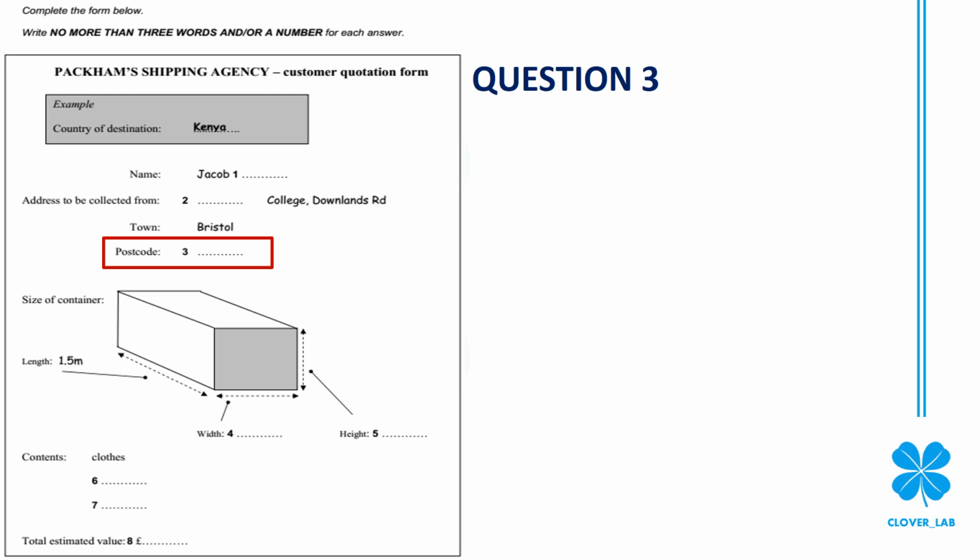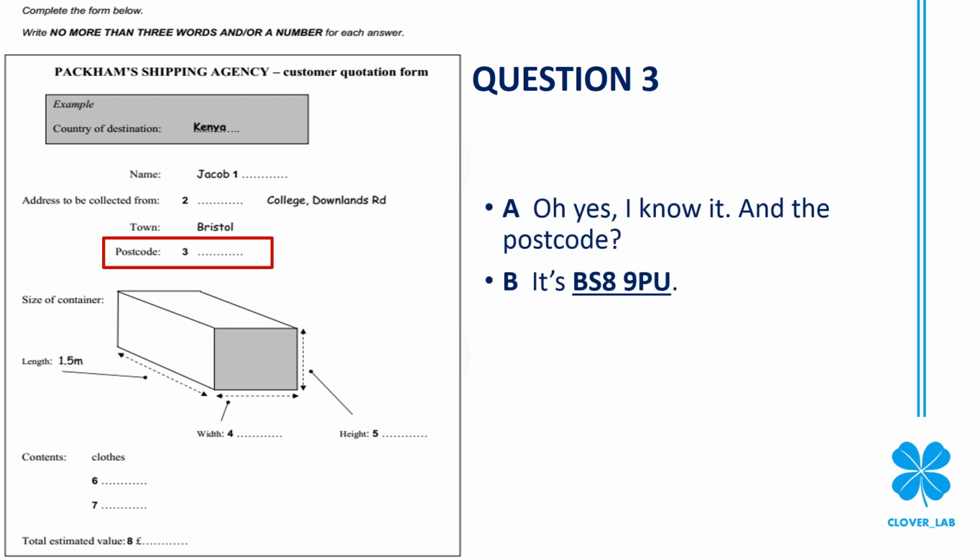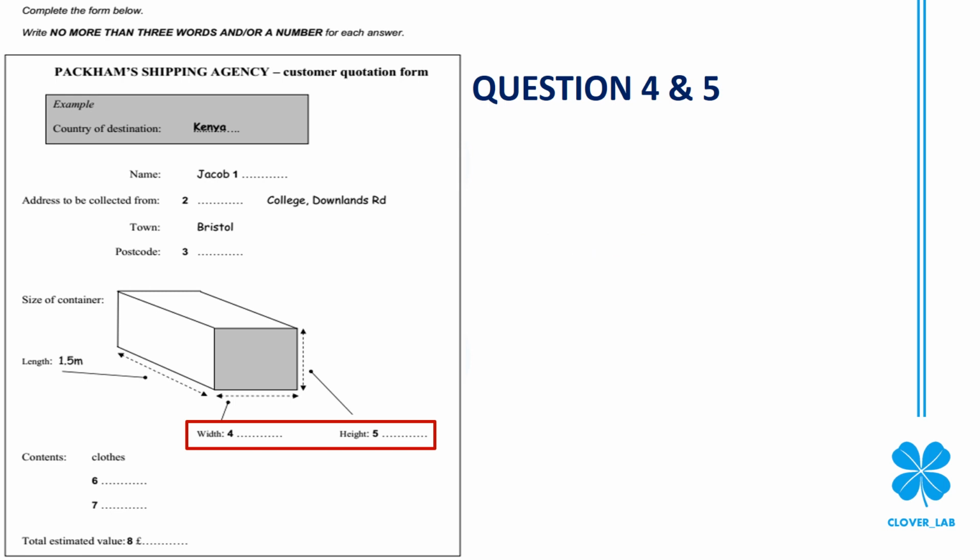Right. And the answer for question 3 is BS8 9PU. I know, it's a bit complicated, but it is what it is. You're right, it's IELTS and it's not a piece of cake. Sometimes you'll encounter combinations of letters and numbers. It's a postcode. Okay, now let's look at questions 4 and 5.